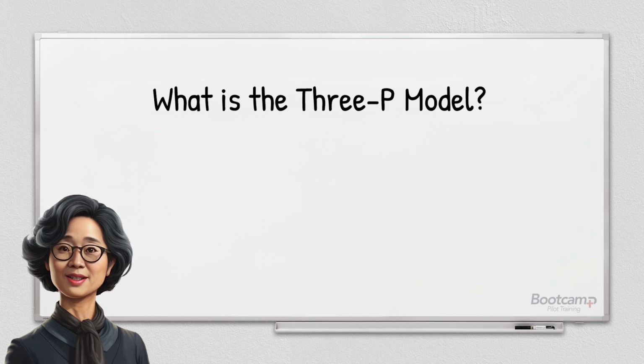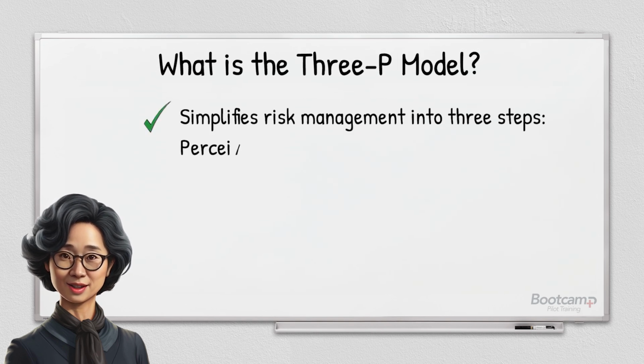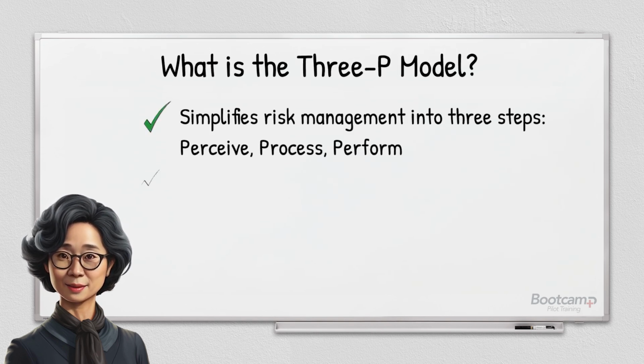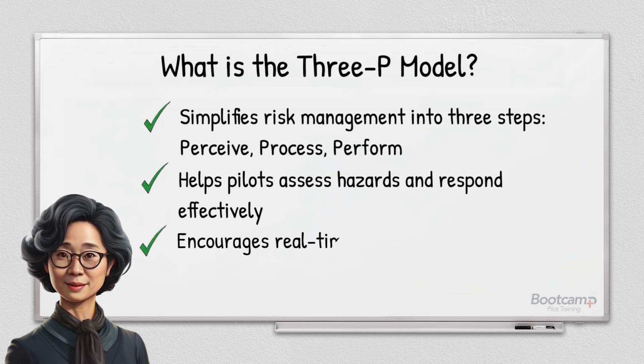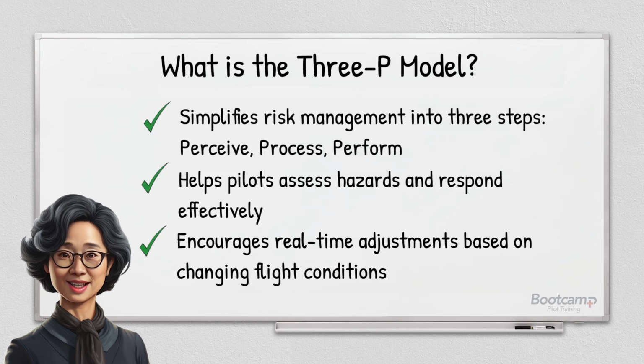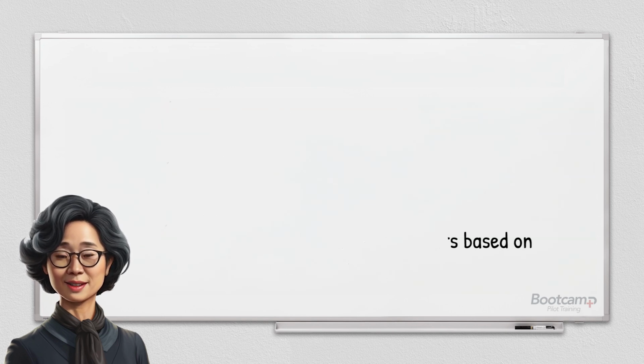The 3P model is a structured approach to aeronautical decision-making. It helps pilots identify risks, assess their potential impact, and decide the best course of action. By following this model, pilots are better prepared to handle unexpected situations. But what makes it so practical? It's the simplicity, breaking a complex task into manageable steps.